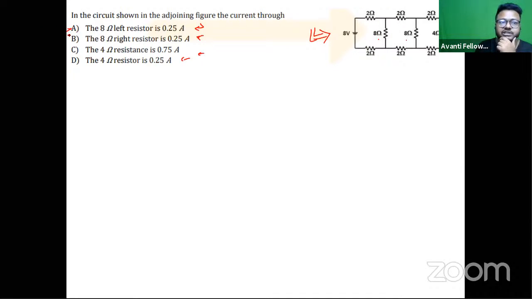That means from such type of questions, they're expecting you to find the current in all the branches. So if you want to find the current in all the branches, try to solve for the current in all the branches. Current division is very important in such type of problem. Try to find the current for all branches.